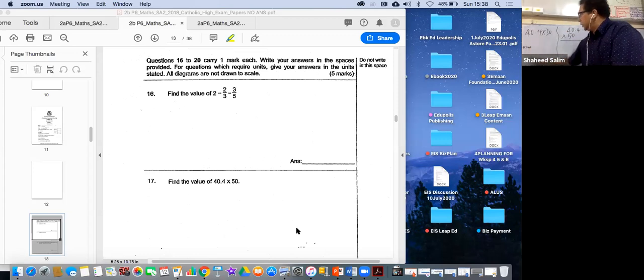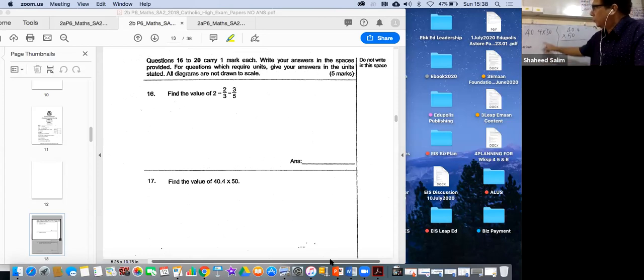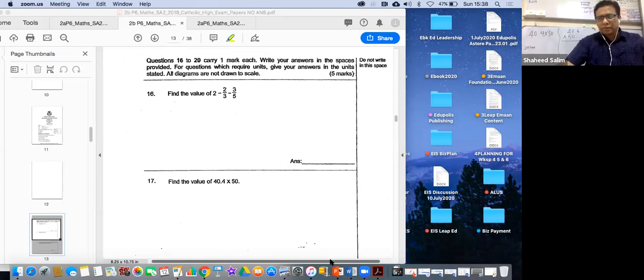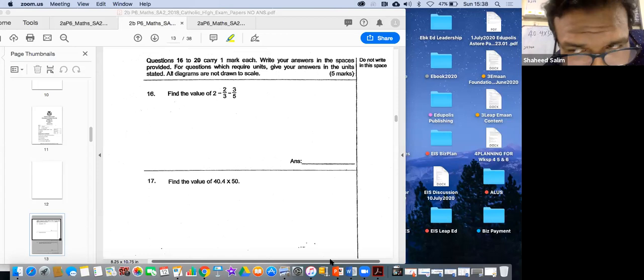Okay, let's see. Shafika, where are you? Now imagine roughly $40.40. Roughly, do you think it's $40? Roughly $40. 40 times 50, what's the answer?